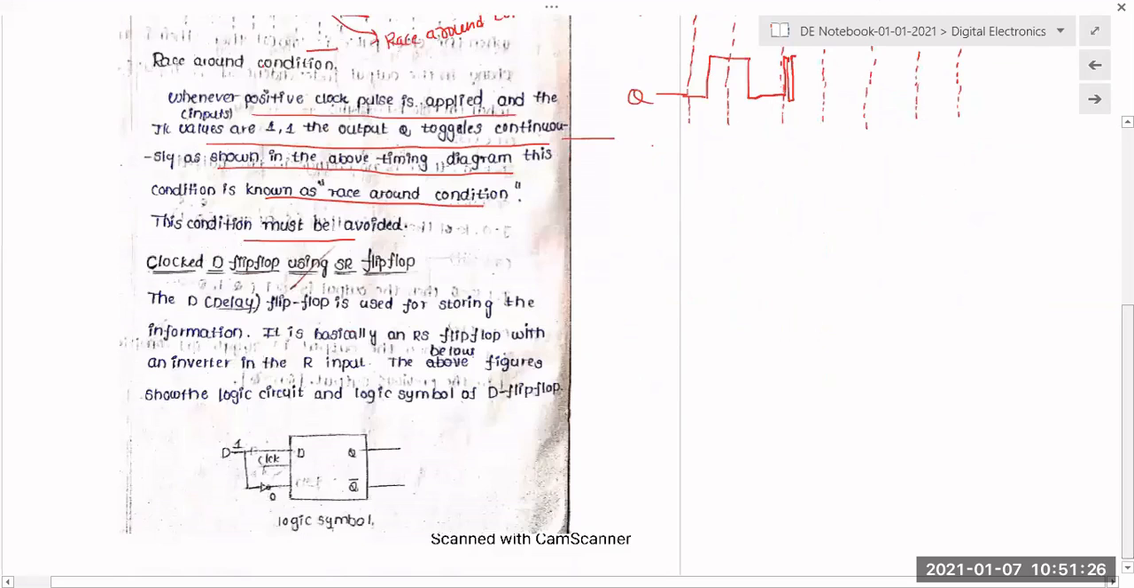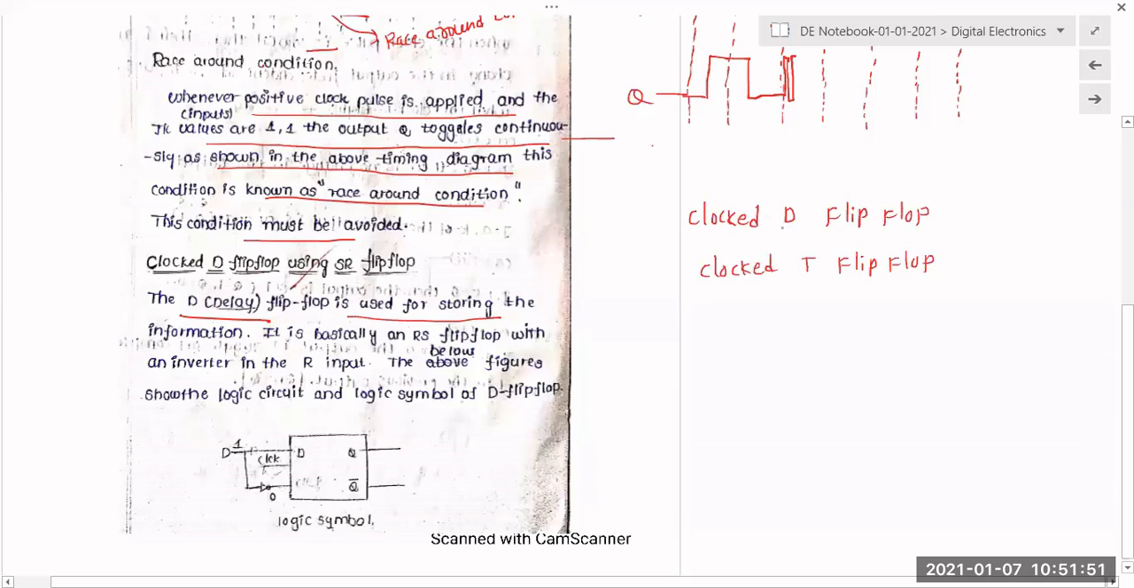Okay, so I will tell in brief and tomorrow I will discuss in depth. So what is this clocked D flip-flop? Clocked D flip-flop and clocked T flip-flop, these two I will discuss in brief. What is the clocked D flip-flop? This is also called delay flip-flop, data flip-flop, anything, which is mainly used for storing the information.